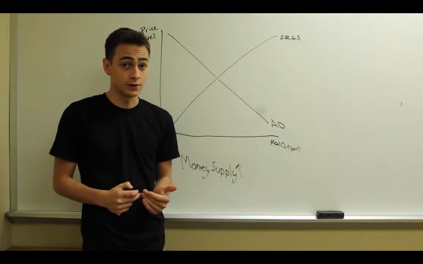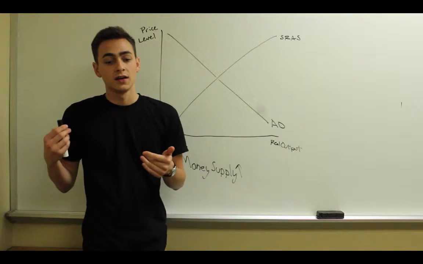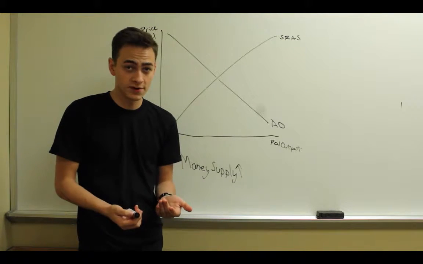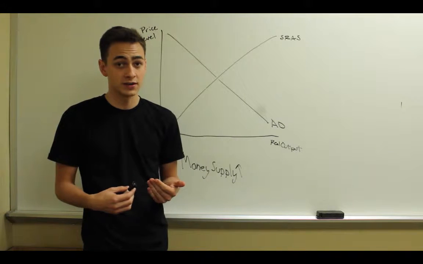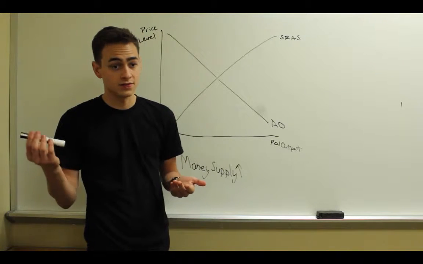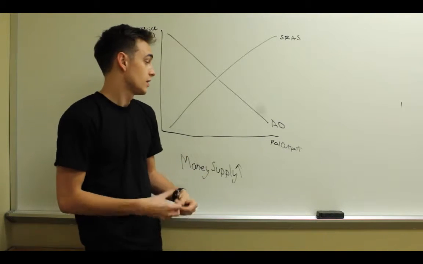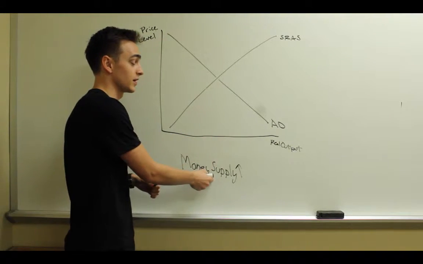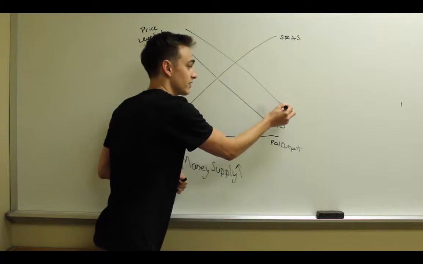The interest rate goes down, and then as such, the lower interest rate incentivizes businesses to spend more and invest more, and so when a lower interest rate is present, investment spending goes up. So investment spending, remember, is part of aggregate demand, so an increase in the money supply will increase the aggregate demand.